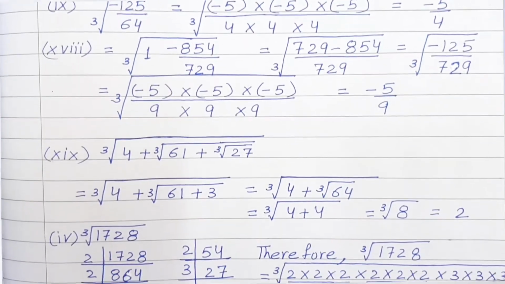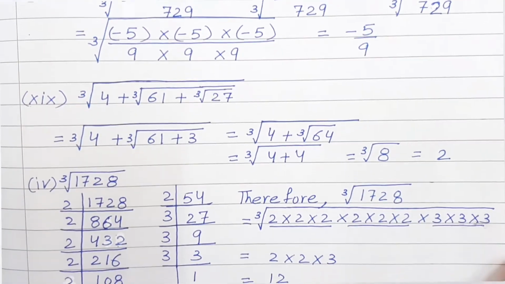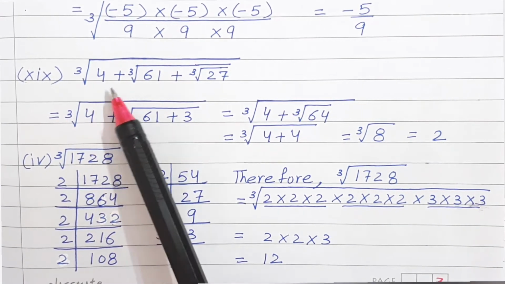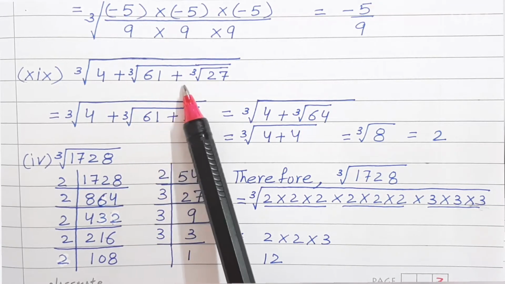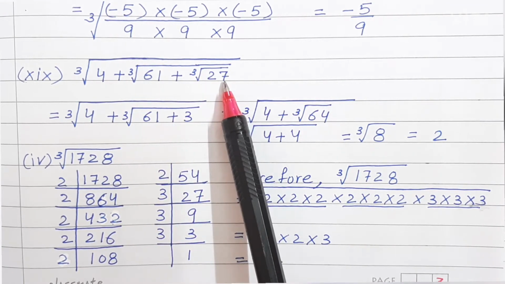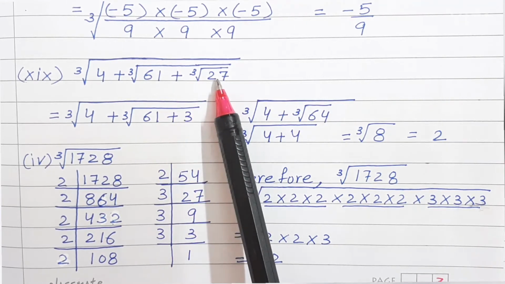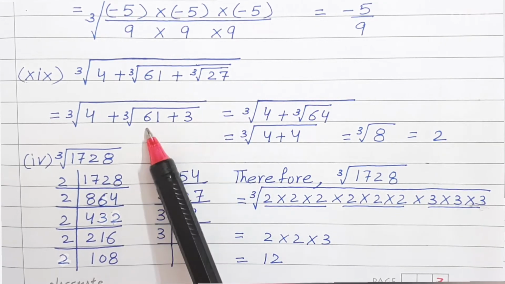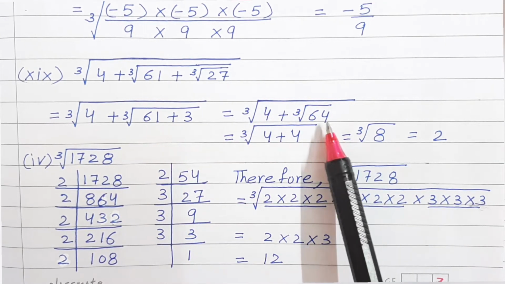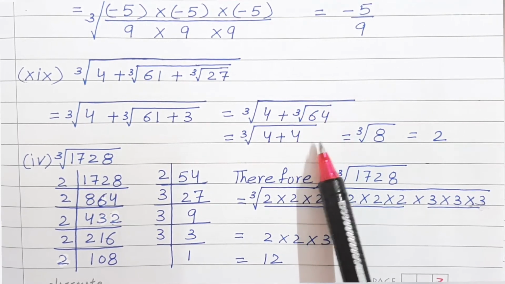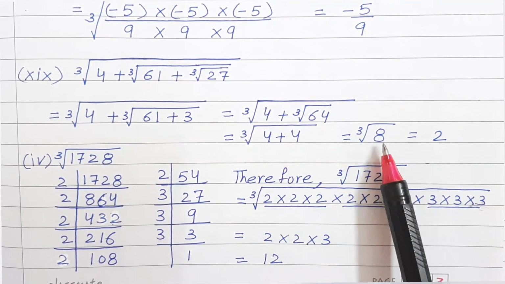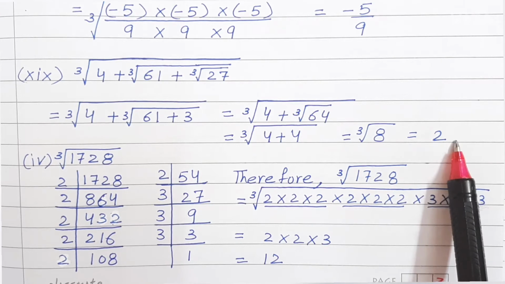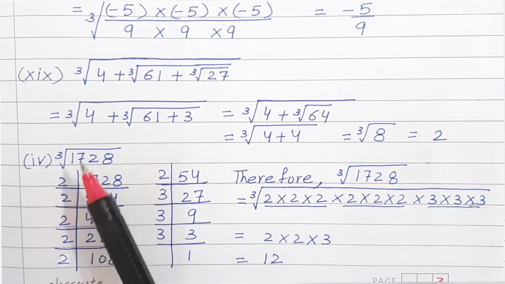Now let us move to next part. See this part very carefully. What we have in this part is cube root under 4 plus cube root 61 plus cube root 27. Children, we are going to solve these cubes one by one. Now 27 is a cube of 3. So 61 plus 3 is 64. 64 is a cube of 4. So 4 plus 4, 8. And 8 is a cube of 2. I hope you all have understood now.